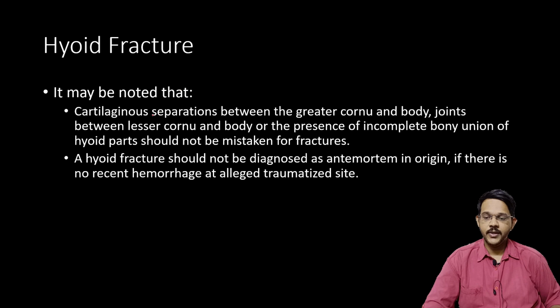It should be noted that the cartilage which usually separates the greater cornu from the body, or the joints between the lesser cornu and the body, or the presence of incomplete union of the hyoid parts, should not be mistaken for fractures. These are usually seen in younger age groups, like less than 40 years of age. The joints are made up of cartilage, and this should not be mistaken for fracture lines.